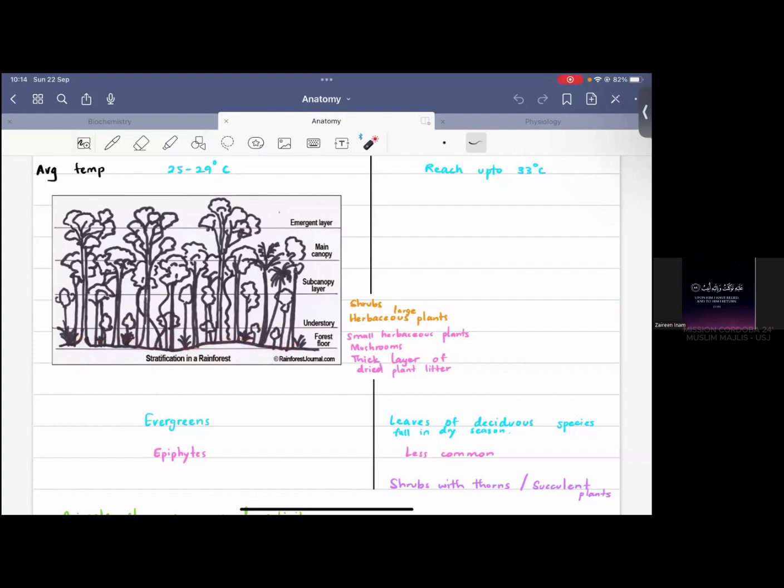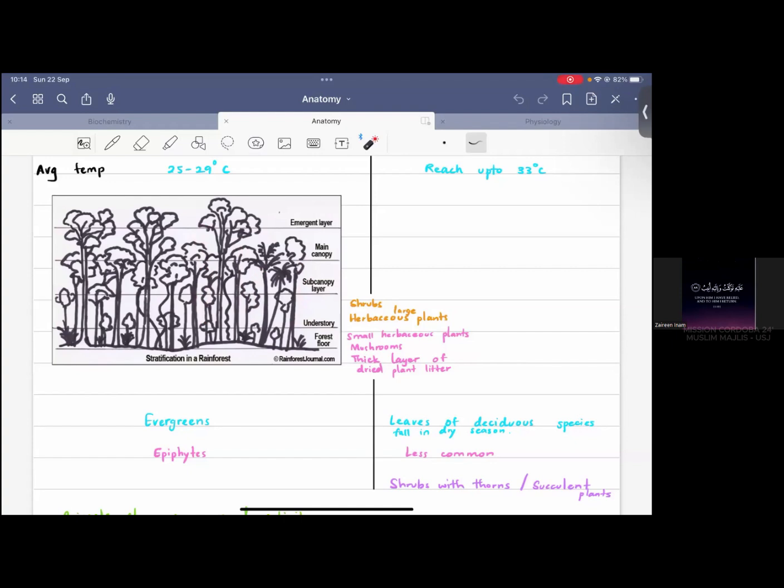This is the forest floor. In this forest floor, you will have small herbaceous plants. The large herbaceous plants you had in the understory. In the forest floor, you have the small herbaceous plants, then small mushrooms, they will be very tiny, and a thick layer of dried plant litter. Now these plants, they will shed some leaves, right? That will be there as dried plant litter in the forest floor.